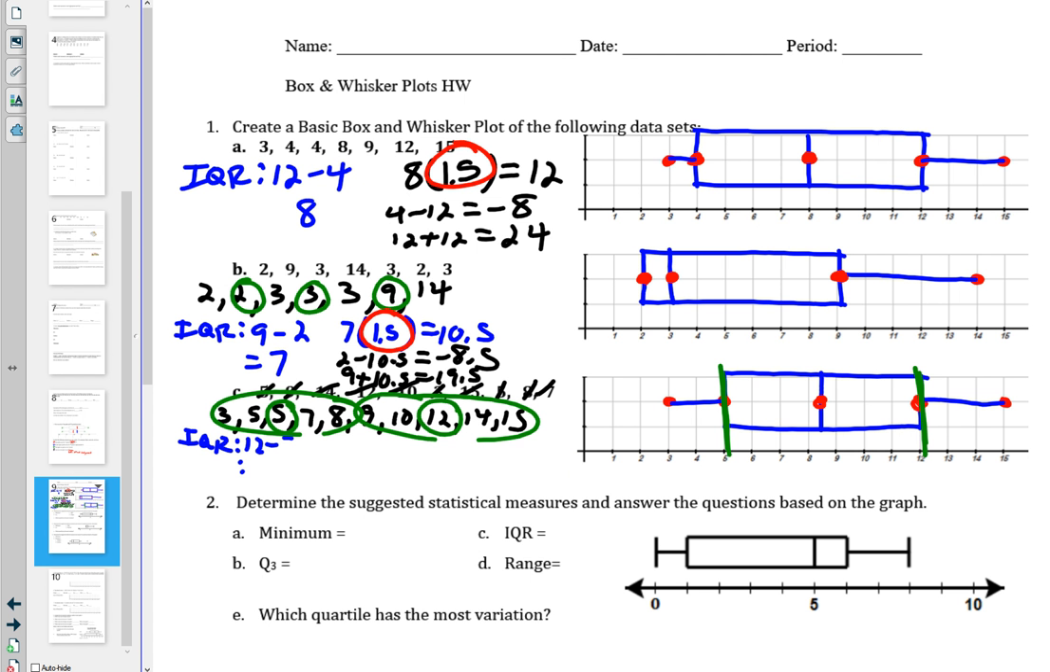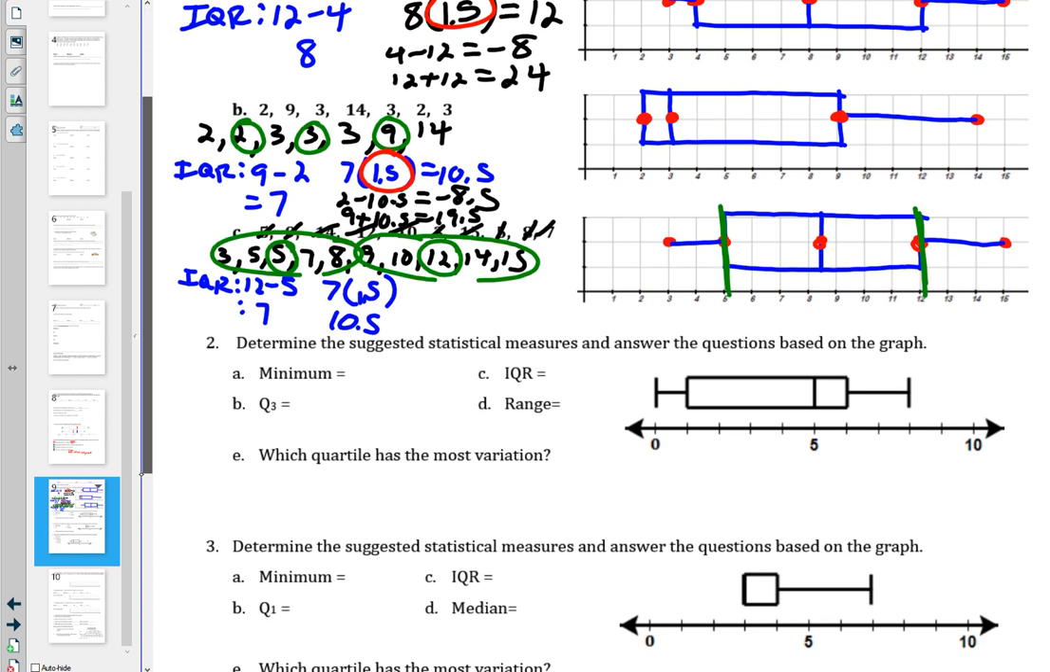So yeah, it should have been 12 minus 5, which is 7. And then 7 times 1.5, just like before, is going to be 10.5. But regardless, the whole purpose of this is just to see if there's any outliers. There still are no outliers. Any question anywhere on any of the box and whisker plots from question 1? All right, let's move on to question 2 then.